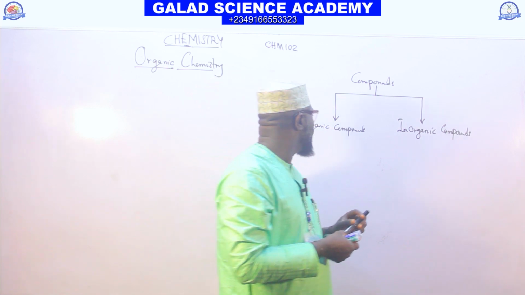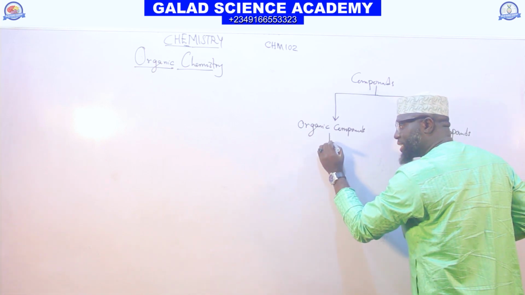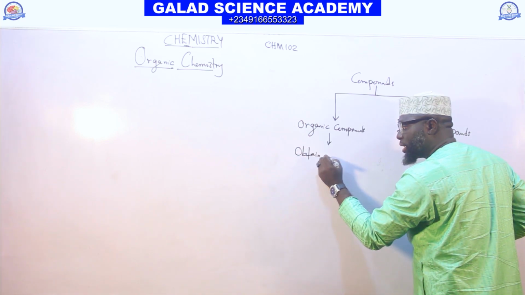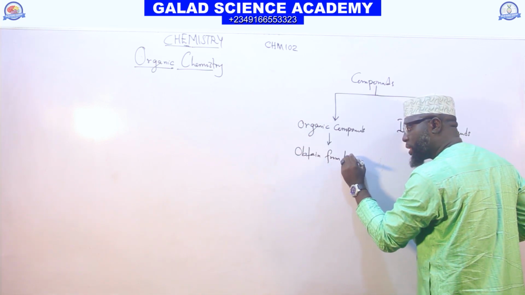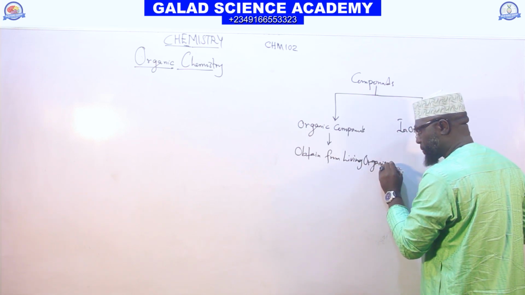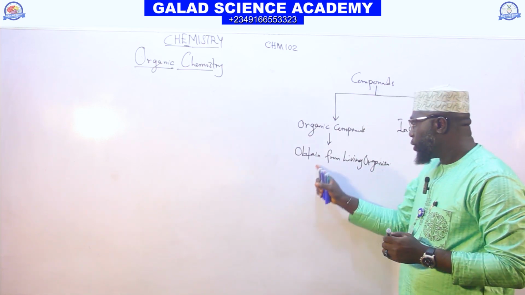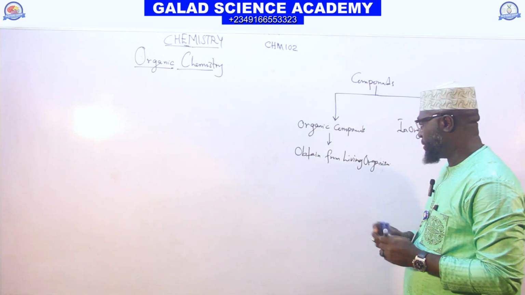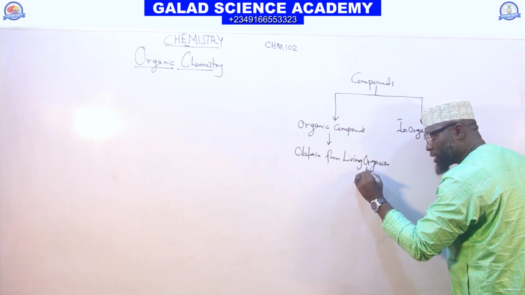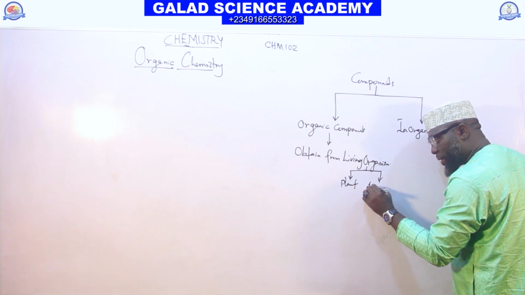So they call this organic compound a compound that is derived or obtained from living organisms. Organic compounds are compounds we obtain from living organisms. What are these living organisms? They may be plants and animals.